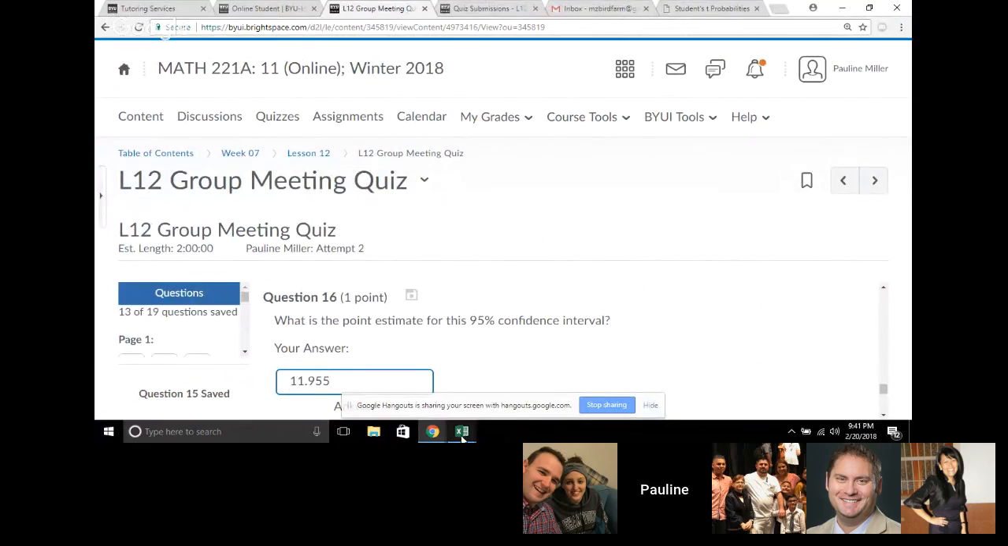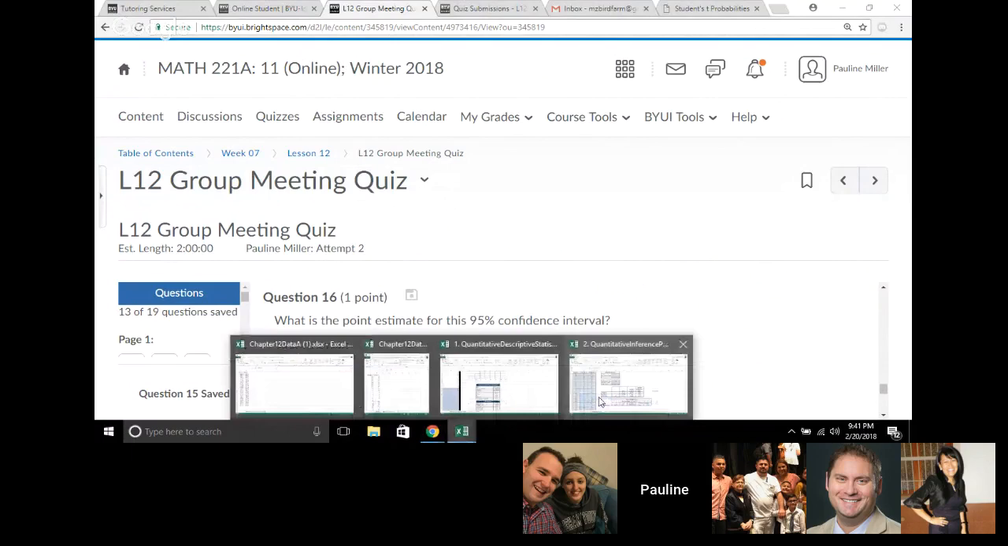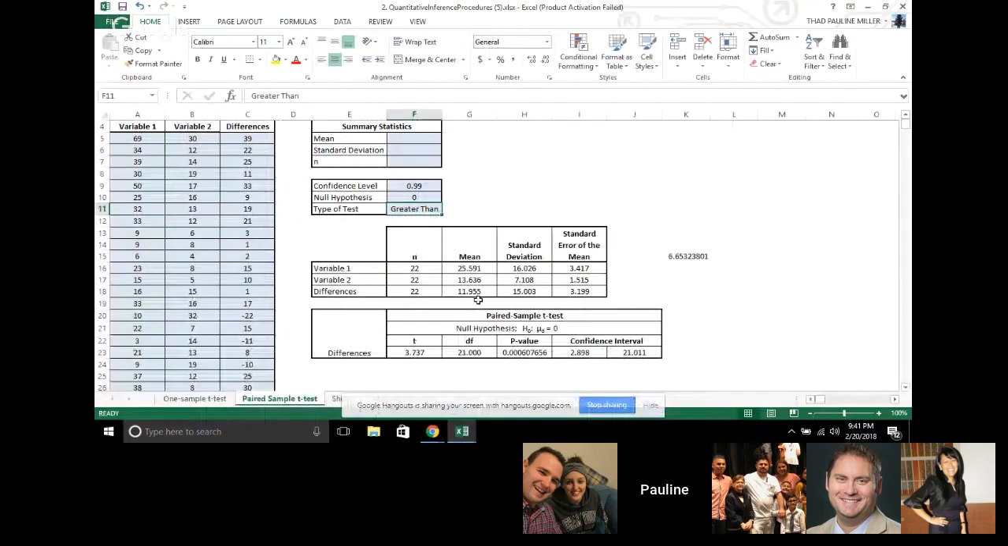On the Excel, you just change that to 95%. Yes, you're right, 95%, the same answer. And then it's this one right here. The only thing that changes when you change this is the p-value.